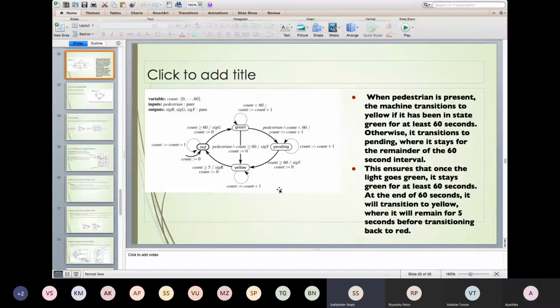Then what will happen at that time? Exactly. That is the thing. That's what I want to mention. In those cases, it may happen that if there is no pedestrian, that's why I was telling that there is some problem with this model. If there is no pedestrian, it may happen.